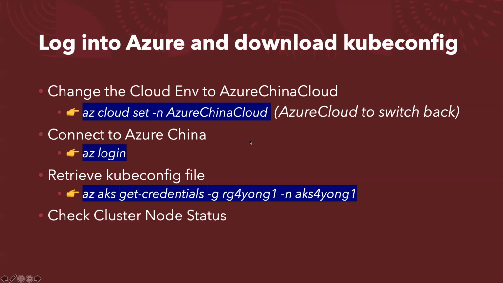And you might want to check the cluster status from the command line. This is the command to check the cluster status. You just run kubectl get nodes, and you can get the node status. So let me switch to my VS Code.